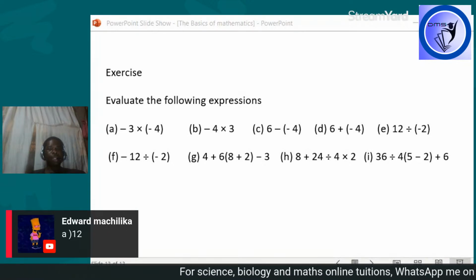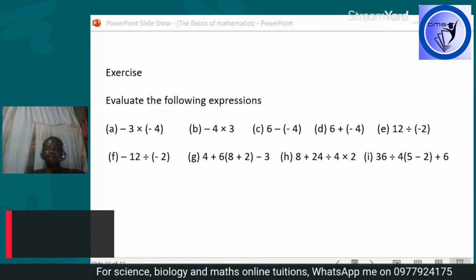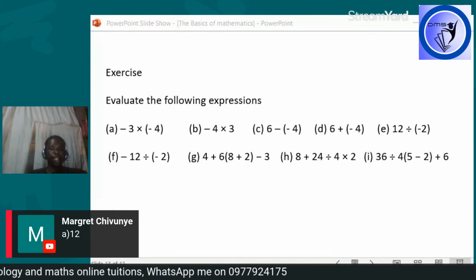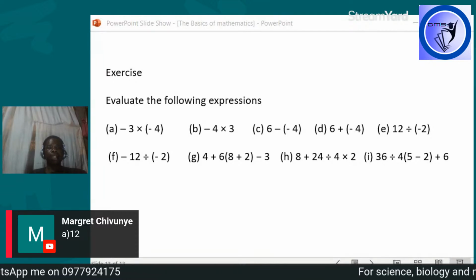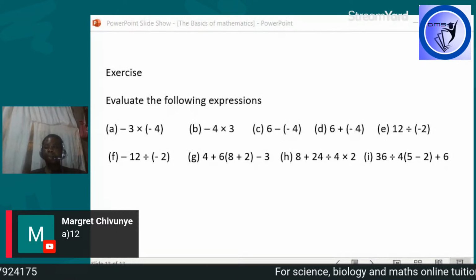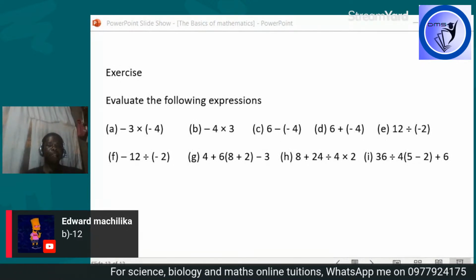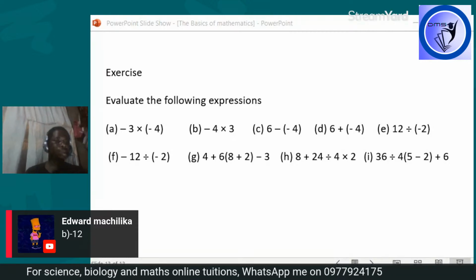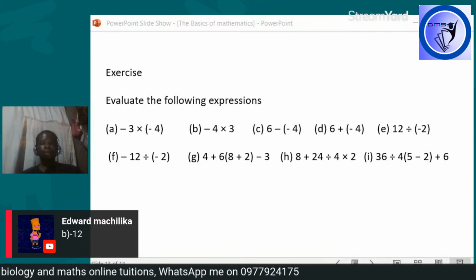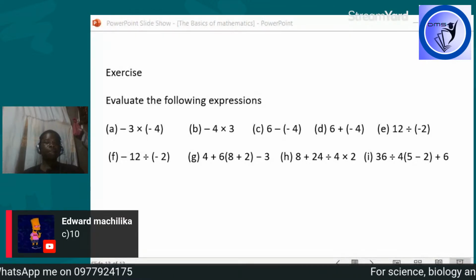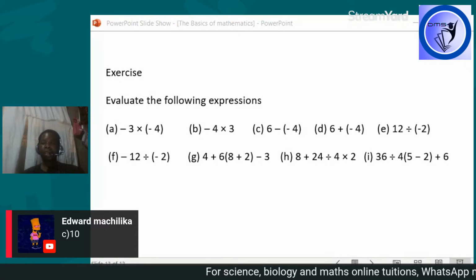So Edward has said A is 12. Yeah, that is true. You have confirmed that. That's good to confirm. Then Margaret Chivunye has also confirmed that A is 12 actually. Yeah, that is true. Then Edward, let's see what you have given for B, negative 12. Yeah, that is true. Then Edward has given now for C as 10. Yeah, that is true. C is 10.